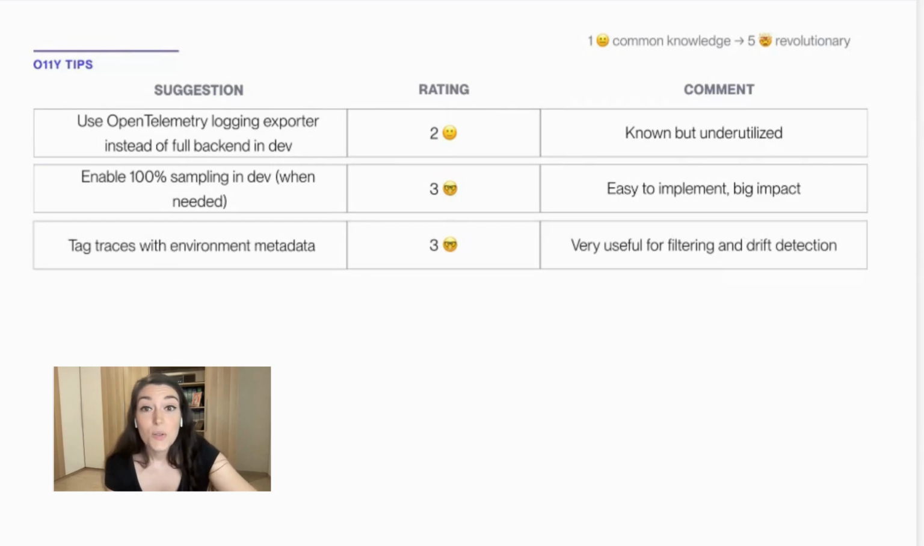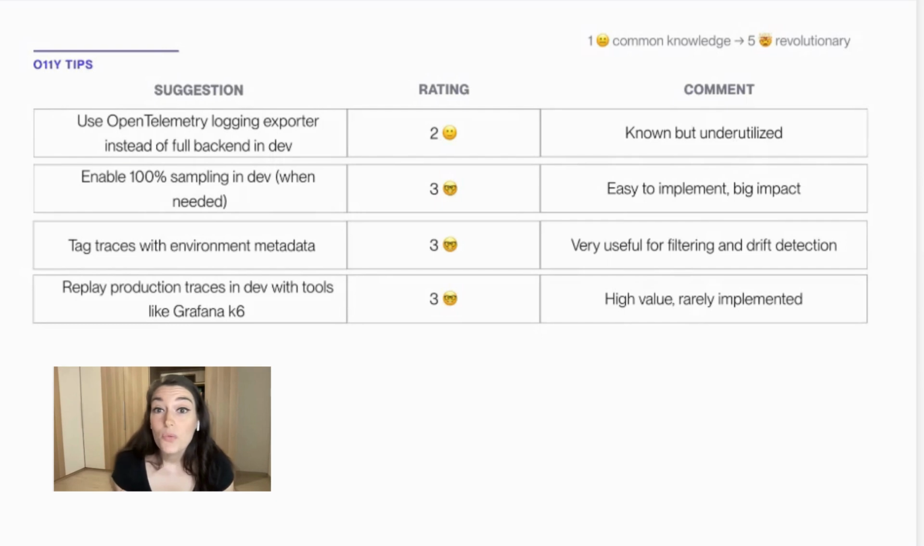Third tip is to reduce environment drift. Traces can be tagged with environment metadata using an attribute key. This informs of trace origin, dev, staging, or prod, and reduces noise. It's a quick win that makes querying and comparison across environments much easier.